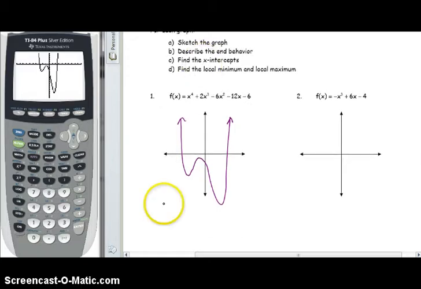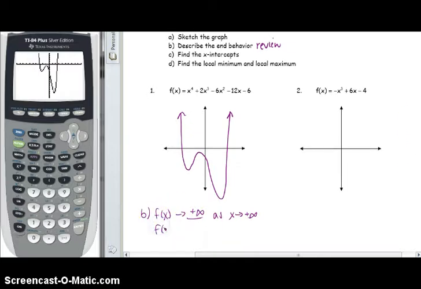And as we go, let's describe our end behavior. That's just a review from yesterday. So if we remember, we're looking at as x goes to positive infinity, what's happening to our y? Oh, that's also increasing, so going to positive infinity. And then for the second part, as x approaches negative infinity, what's happening to our graph? Oh, that's also going to positive infinity. So that's our end behavior.